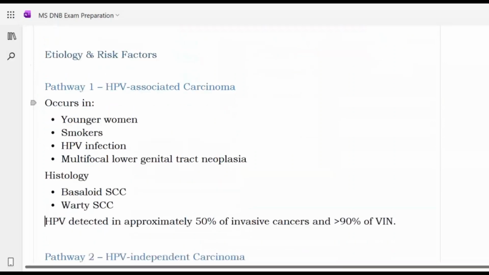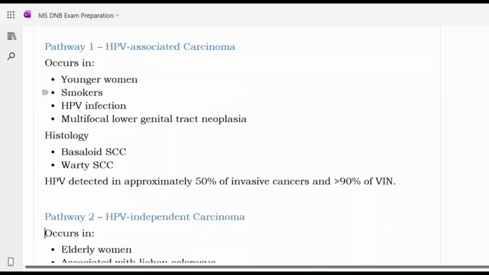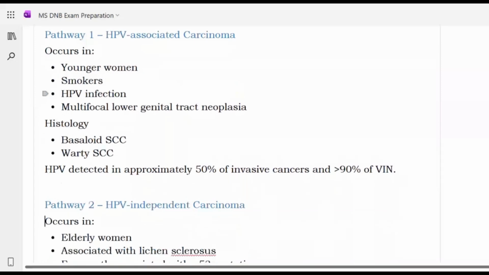So the first pathway is HPV associated carcinoma. This occurs in younger women. Association with smoking is known, it is associated with HPV infection, and it is a multifocal lower genital tract neoplasia. So when you have such a lesion, you also have to look for other lesions, maybe in the cervix and vagina also, because the HPV will cause the infection at other sites also.